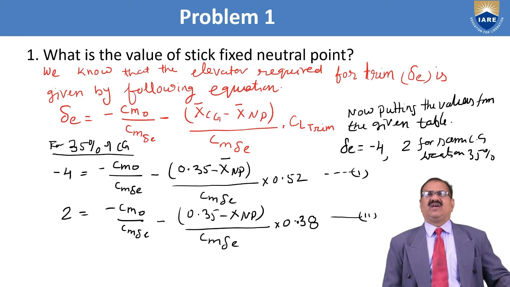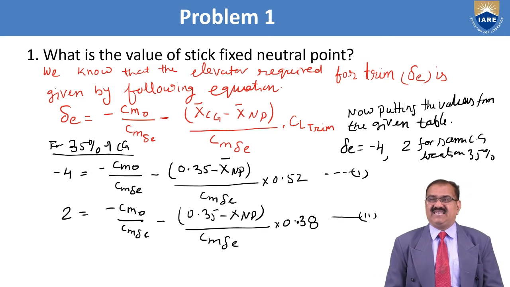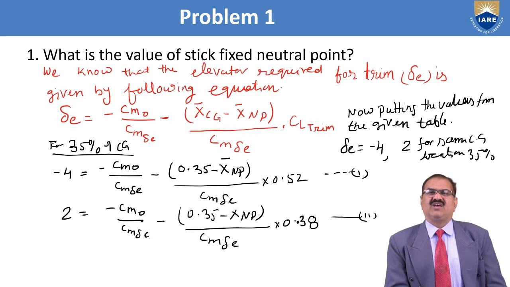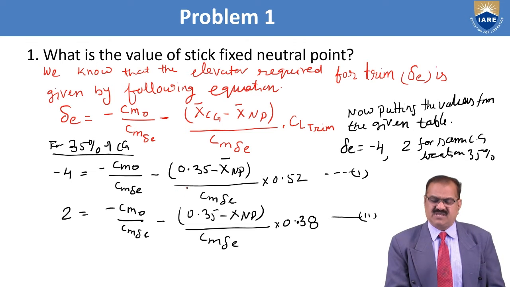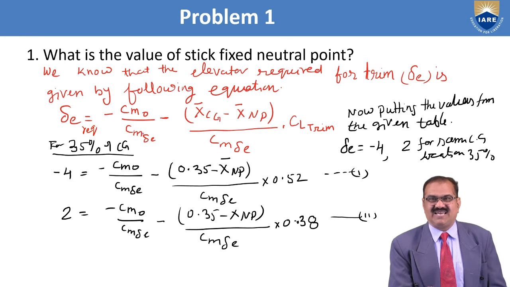So here we know that the elevator required for the trim, that is delta E, is given by the following equation. This equation we have discussed in our unit 1 or module 1 many times, and we have also derived it. So delta E required is equal to minus Cm naught by Cm delta E. This Cm delta E is dCm by d delta E.